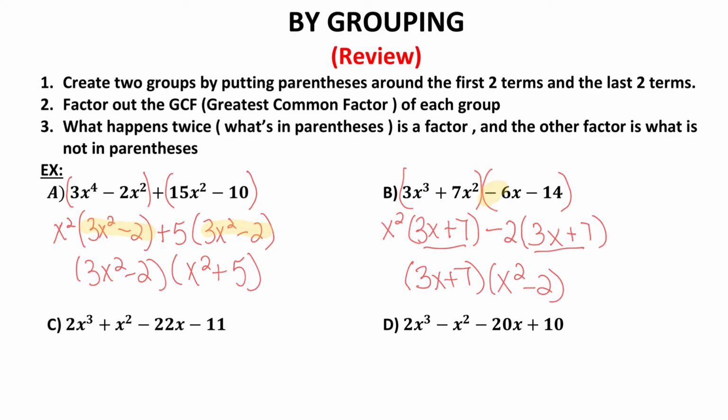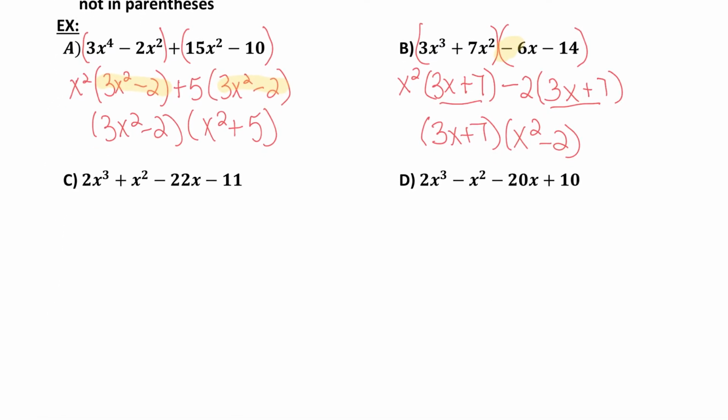All right, let's look at another example. Let's look at C. We have 2x to the third plus x squared minus 22x minus 11. So again, go ahead and group your first two and group your last two. In the first group, I can divide out an x squared. That would leave you with 2x. X squared divided by x squared is 1, so you just put plus 1.